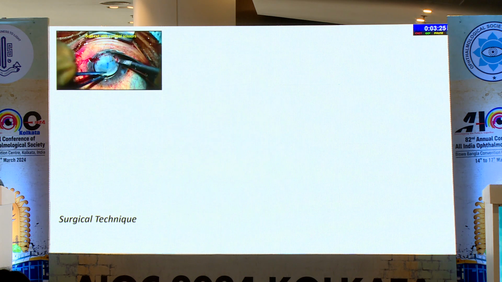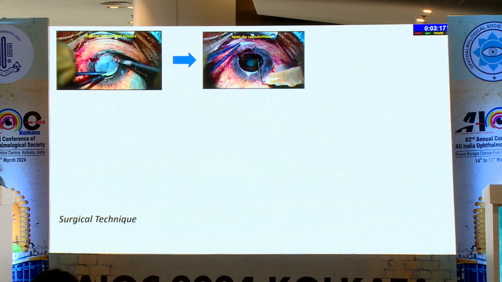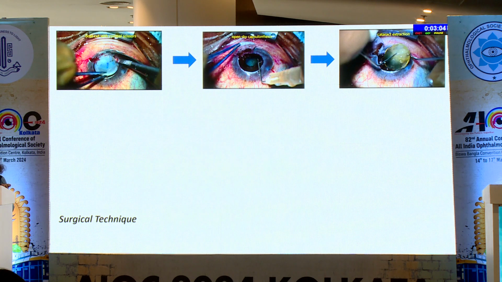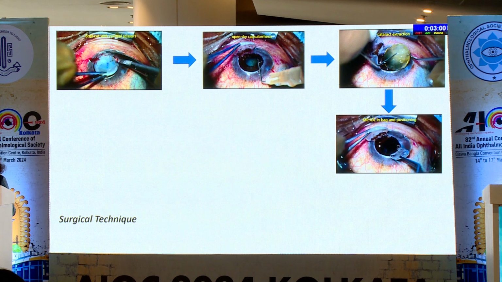So these are the small pictorial presentations. Here, after cutting the host tissue, only some part of it, 2 to 3 clock hours, the host tissue is attached. It remains like a hinge and prevents vitreous pressure. So after taking out the lens, the next step is the IOL is being put.